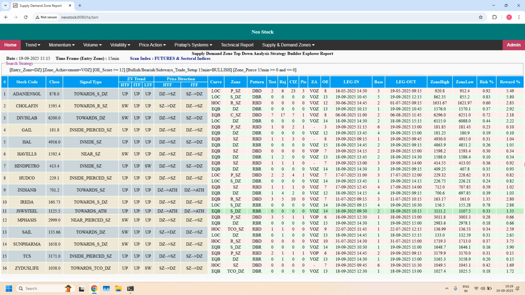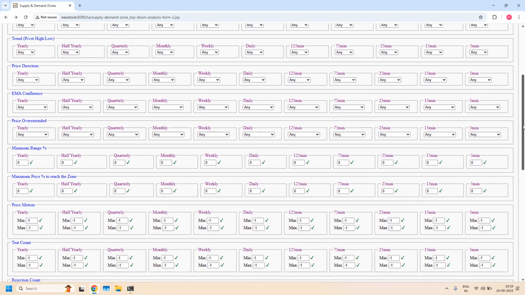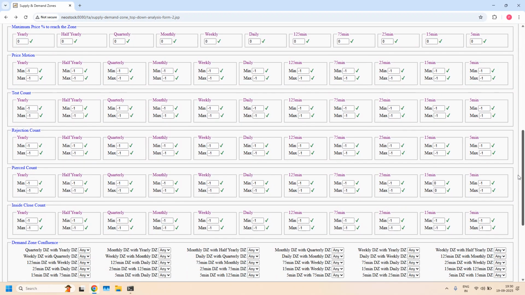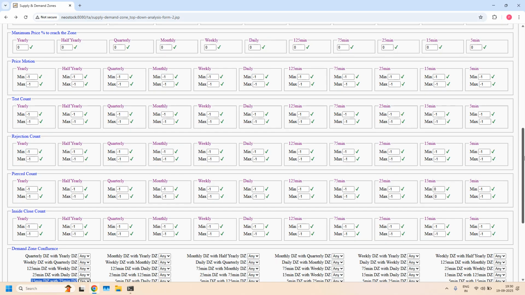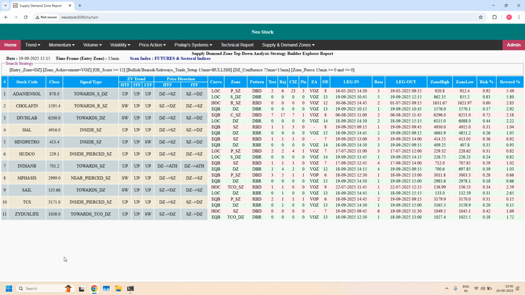So the first filter is LTF and ITF demand zone confluence. I'm going back to the demand zone confluence and enabling the filter for 15 minutes and 75 minutes demand zone confluence. Applying the filter on the 16 stocks, we got 11 stocks. In all 11 stocks, these 15 minutes demand zones are overlapped with the 75 minutes demand zone, and the 75 minutes trend, the ITF trend, is an uptrend in all the stocks.